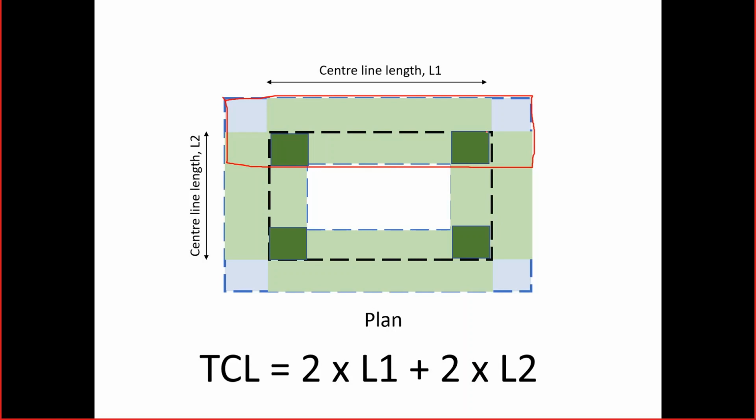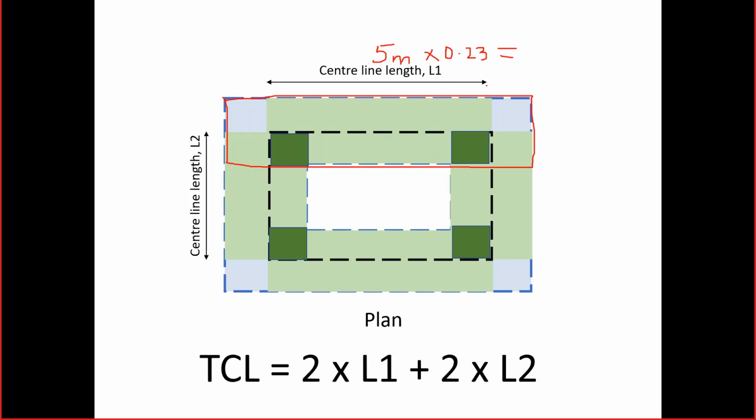Total centerline length multiplied by width. Total centerline length, let me take it as 5 meters, into the width of the wall. What is the width of the wall? 0.23 meters. Let us assume 0.23 meter is the wall thickness or the width.